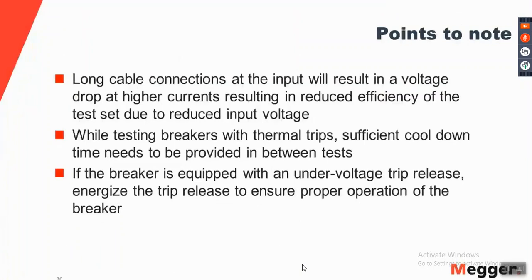So these are the 4 tests that are done as part of primary injection testing. Some points that you need to make a note of is that if you have really long cable connections at the input, that will result in a voltage drop on the input side if you are drawing a high current. If you're doing the testing at high currents, high output current means high input current for the test set. And if that high current flows on the input side through really long cables, then there will be a voltage drop which will result in lower input voltage on the test set. Lower input voltage means reduced output from the test set.